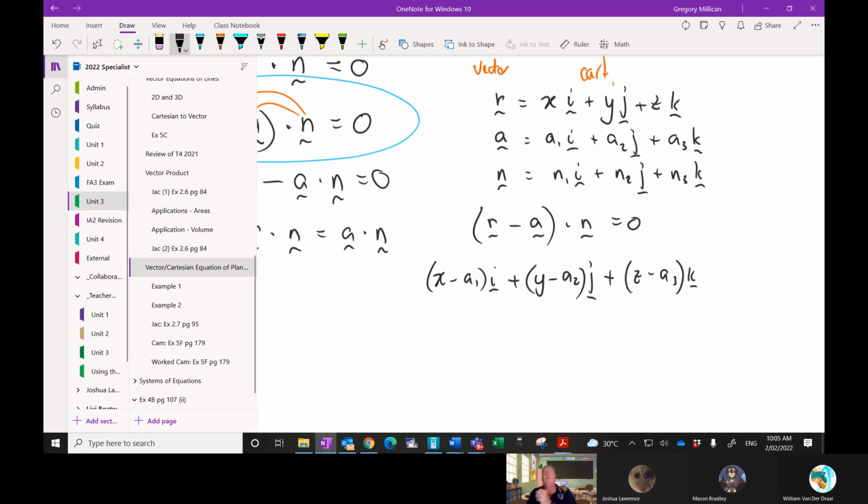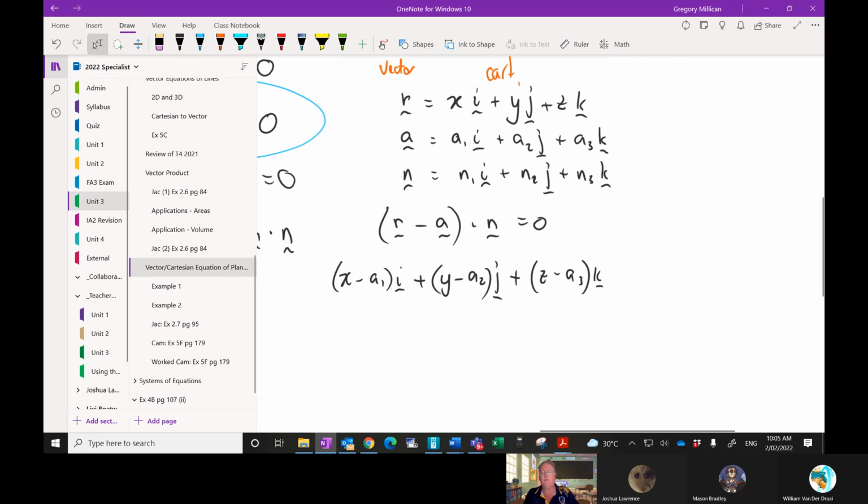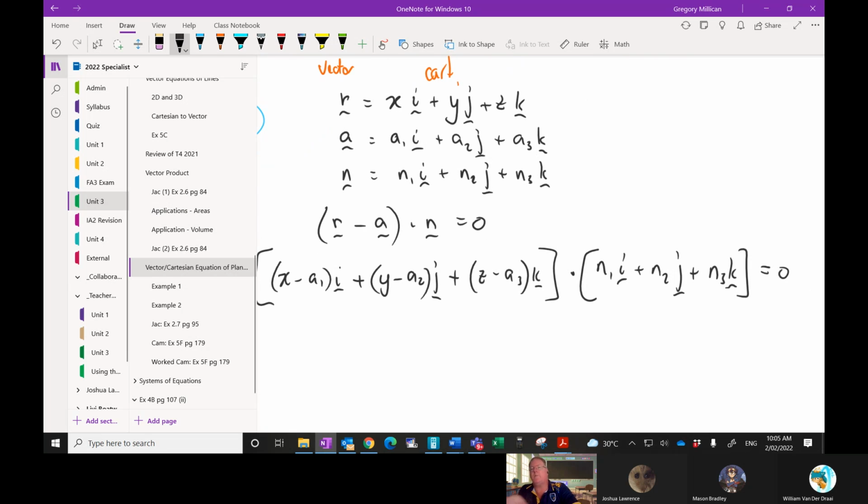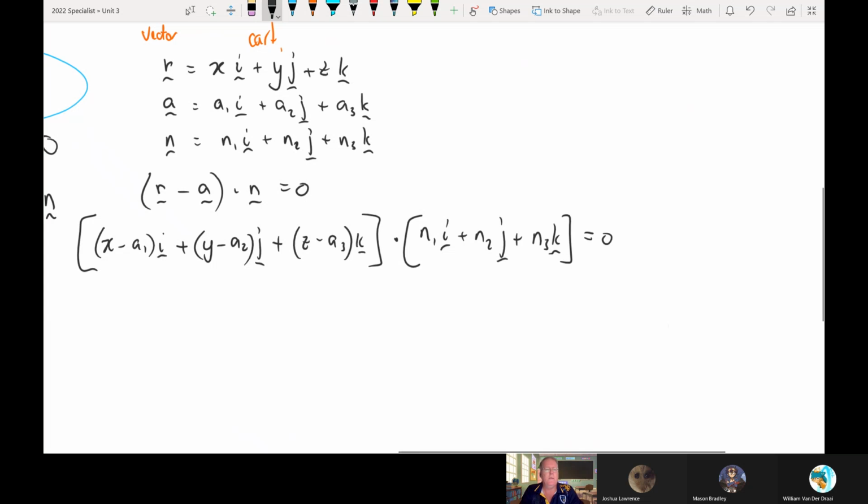By the way, you do not have to reproduce this in your exams. I'm going through it in this amount of detail because I think if you understand where the equations come from, it makes applying them a little bit easier. So please bear with me because this will take a few lines to finish. So there's my r minus a dot n, where n is n1i plus n2j plus n3k, and that equals 0. I'll just maximize this so we've got some space.